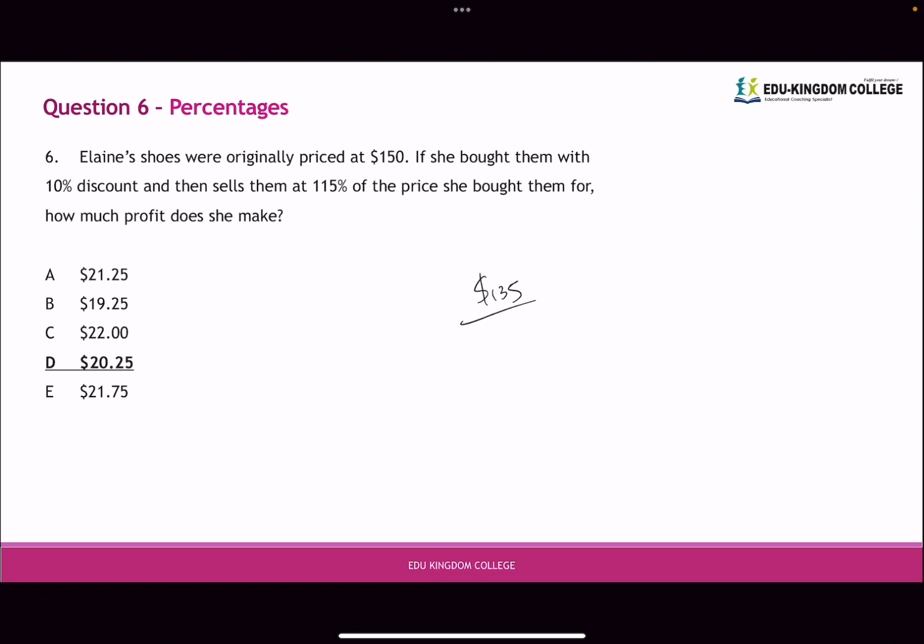So what's 10% of 135? It's 13.5. And then what's 5%? So it's half of that. It's going to be 6.75 equals 5%. Add them together, you get 20.25, and that's how much more she sold them for than she bought them for. So that's her profit.